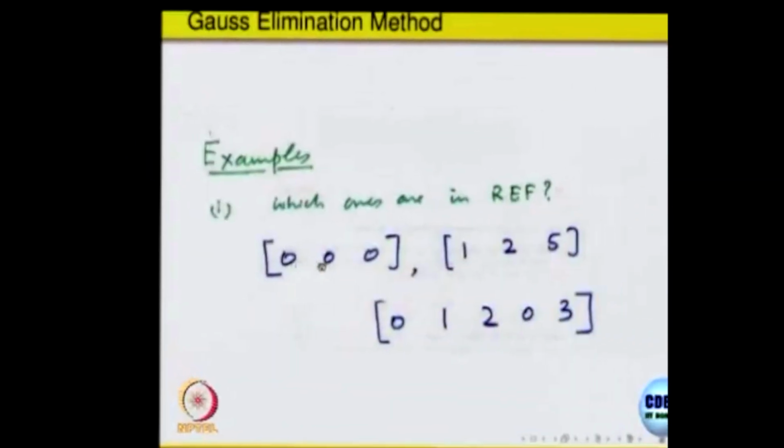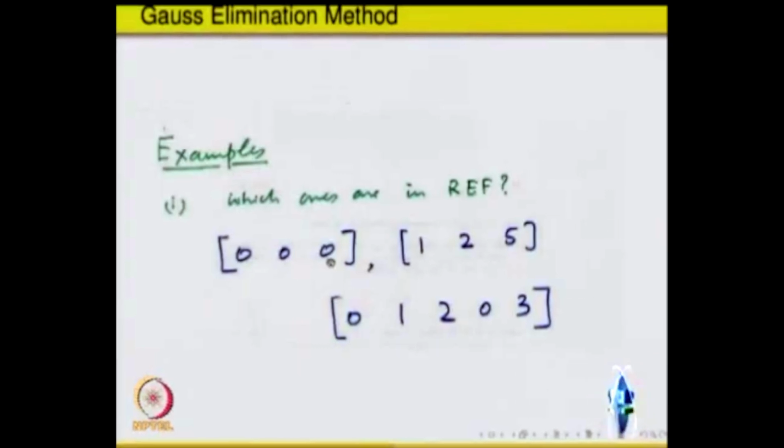Let us look at the matrix 0, 0, 0, 0. Is it in the row echelon form? We are looking only at the non-zero ones, so we are not really bothered about it. Okay, you can say this is not in the row echelon form. It cannot be brought because there is no non-zero entry at all.